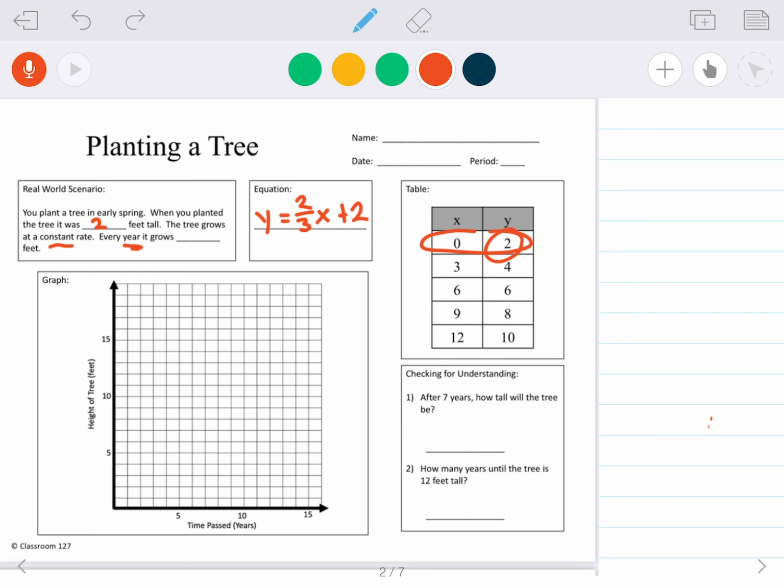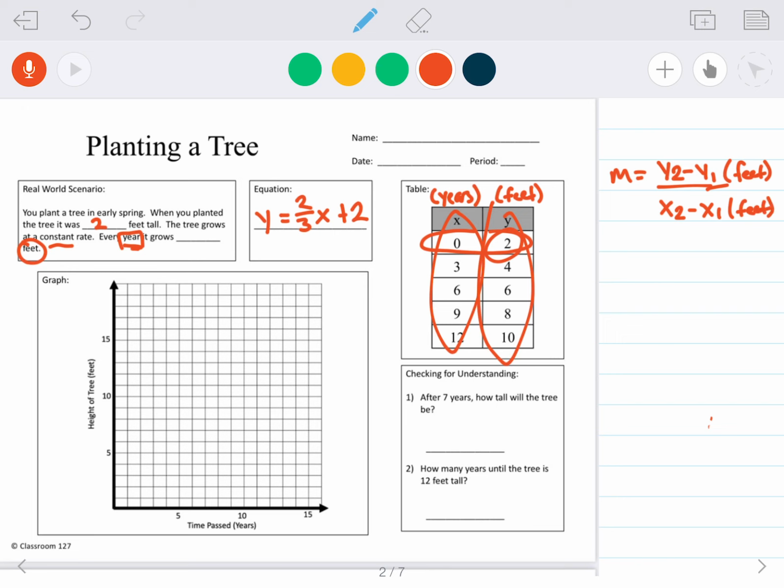Well, what would the units be for that? Keep in mind what the units for your independent and your dependent variable are. So x, our time unit, is in years. We can see that from the situation. And then y, our output, is going to be how tall it is in feet, right? So this is going to be feet. And therefore, our slope, because we're doing y minus y over x minus x, we know that the top is going to have units in feet, right? Because that's y. And the bottom is going to have units in years because that's x. Okay, so feet per year is the units here.